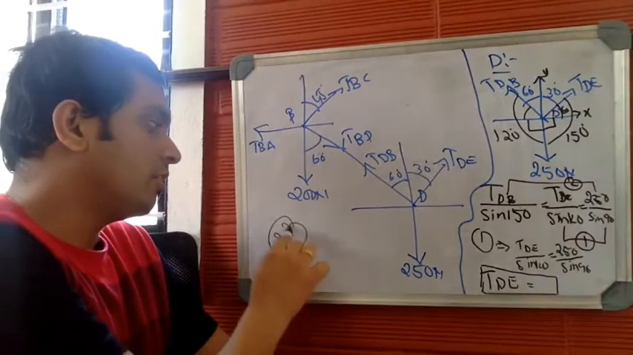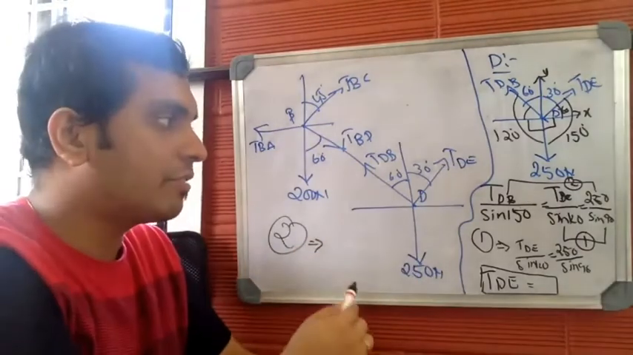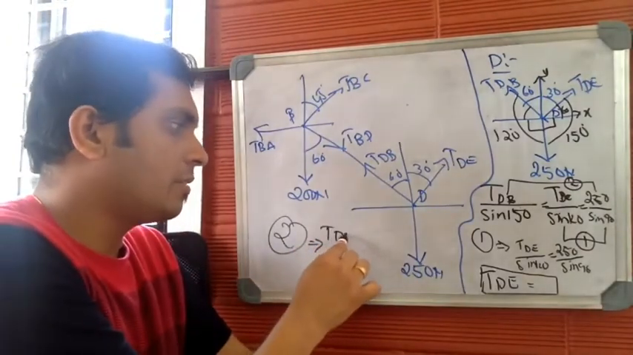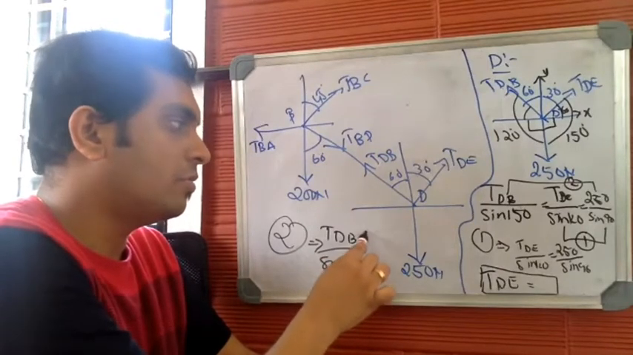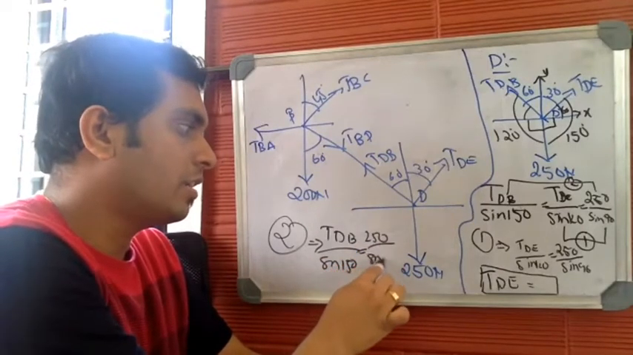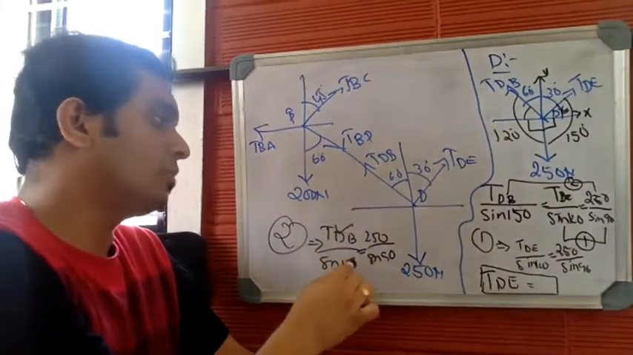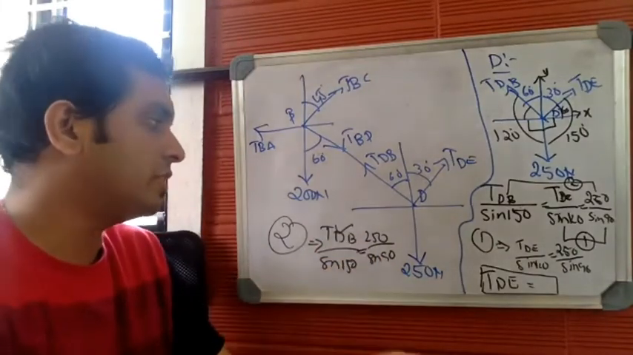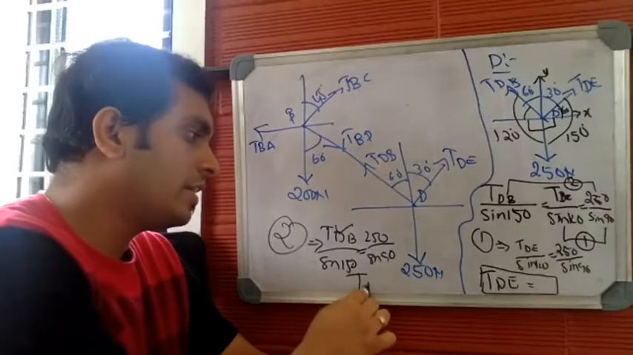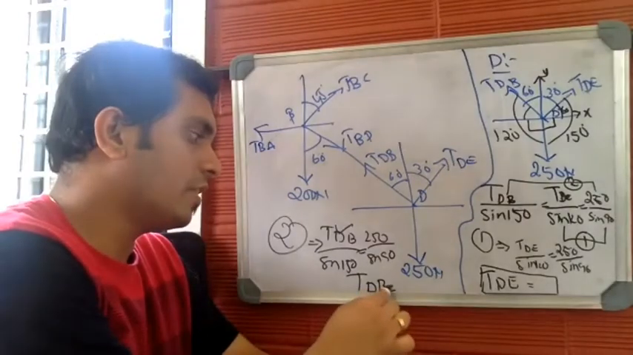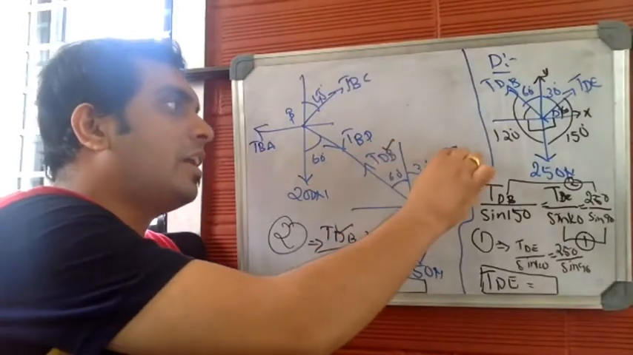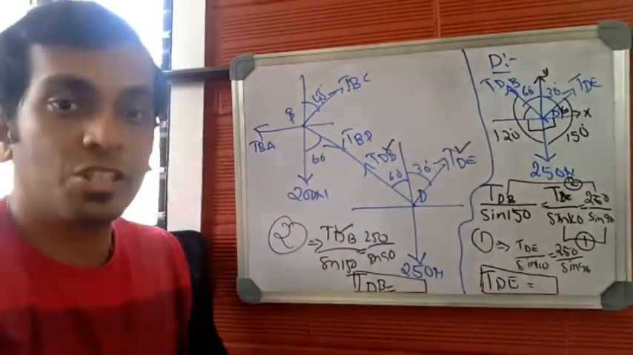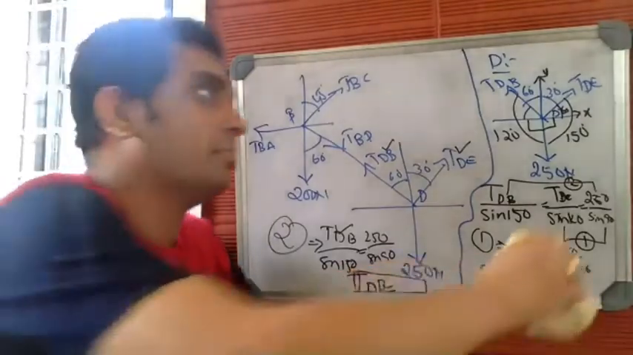Similarly, if you solve the second equation, TDV divided by sine 150 is equal to 250 by sine 90. Again, TDV is the only unknown here. 250 into sine 150 divided by sine 90 will give you the value of TDV as well. So you will get the value of TDV and TDE just by applying Lamy's theorem.